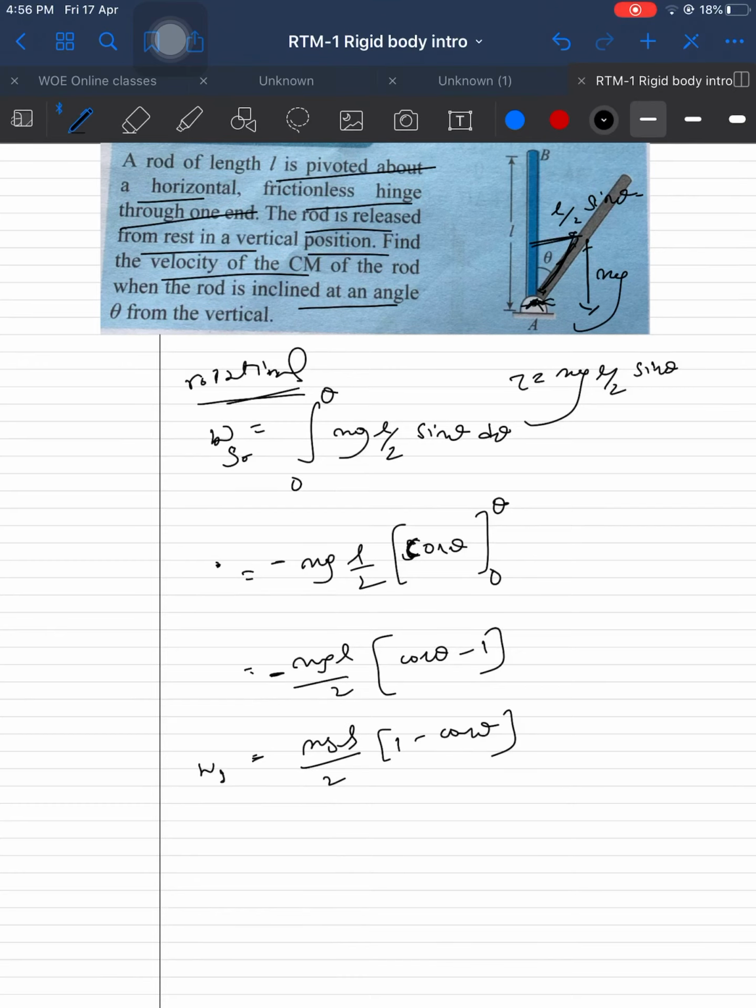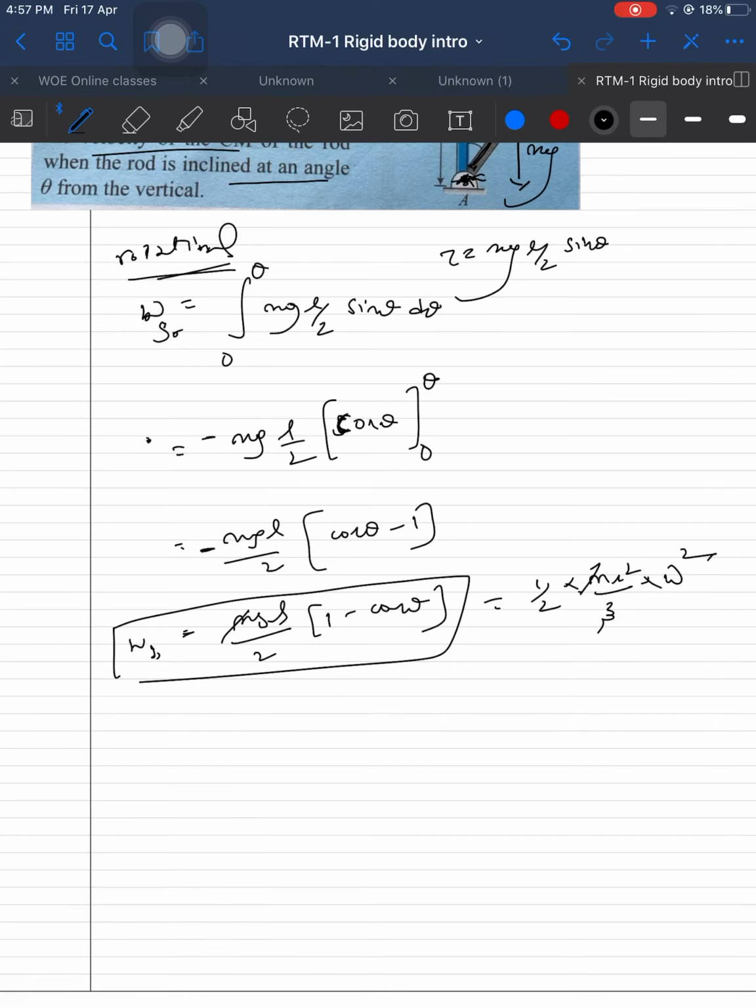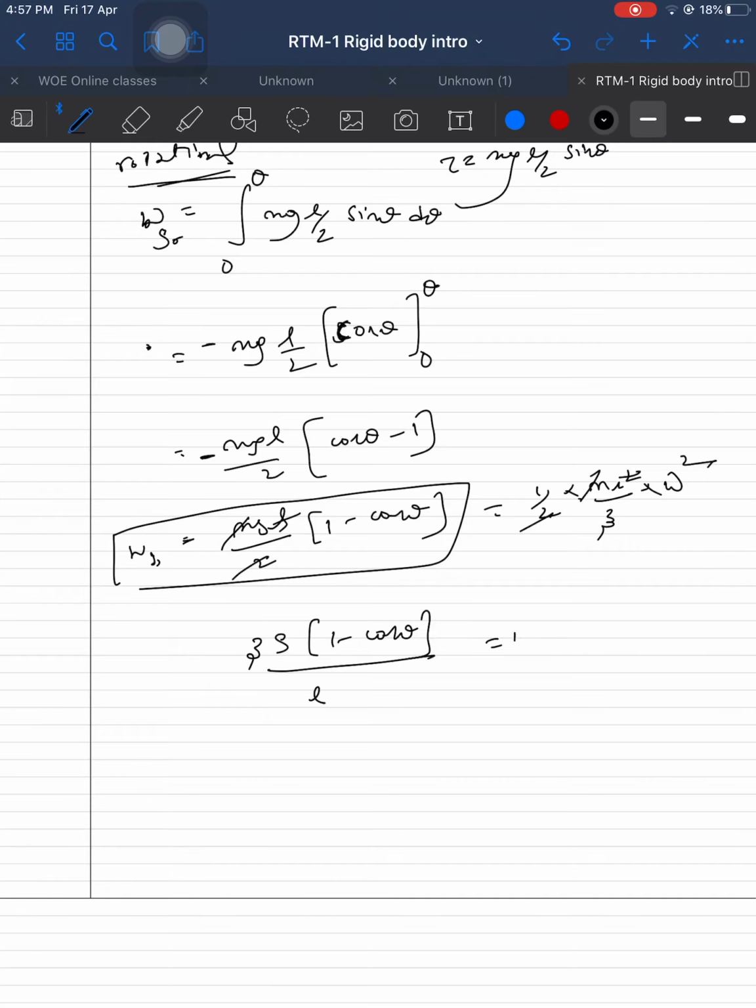It is equal to half I, about whom? About a fixed point. I is equal to m L square by 3, into omega square. Half I omega square: m gets cancelled, the 2 also gets cancelled, and L square gets cancelled, so omega square equals 3 g into 1 minus cos theta by L. This is the value of omega square.